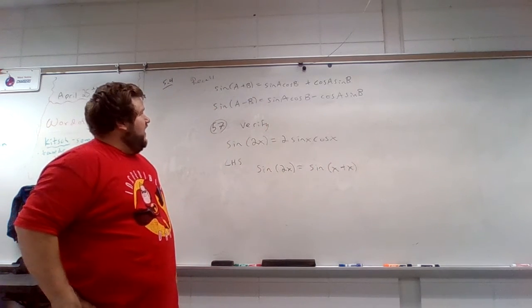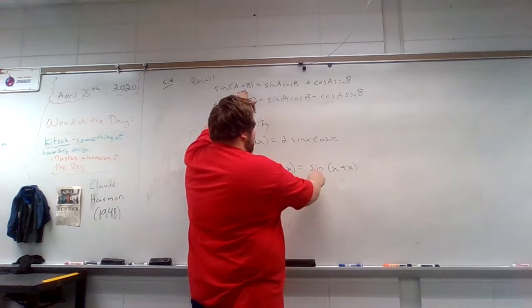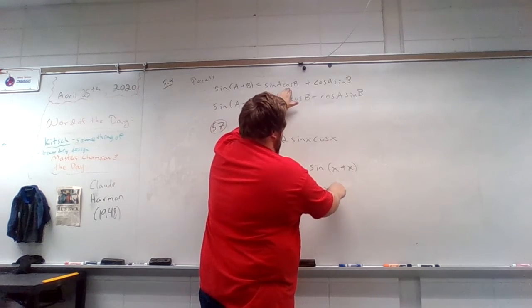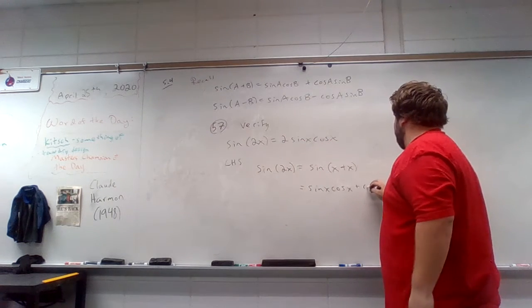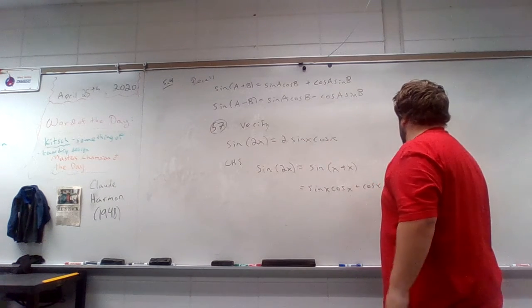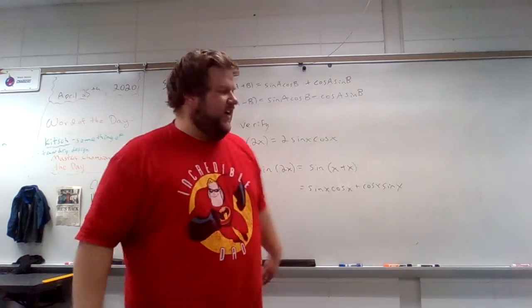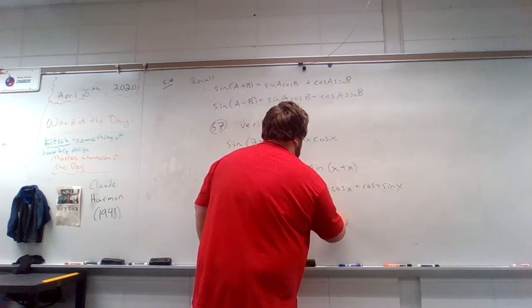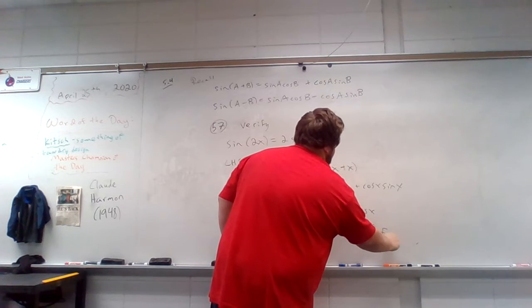And then the idea is I can now use my sum identity. So sine of x plus x is going to be sine of x cosine of x, so my A and B are the same, plus cosine of x sine of x, right? What's sine x cosine x plus cosine x sine x? That's just 2 sine x cosine x, since they're like terms. And that would be my identity right there.